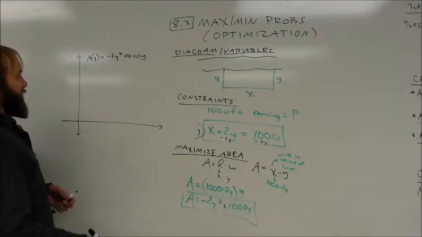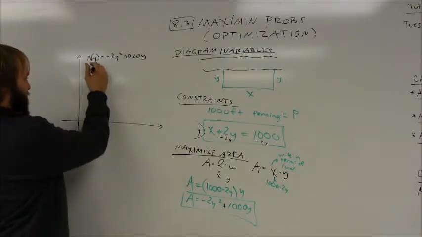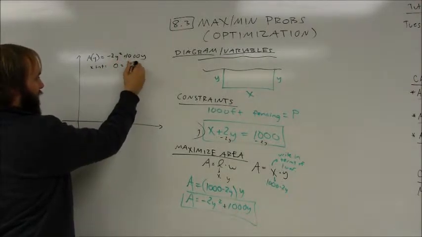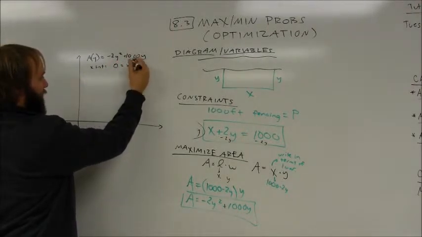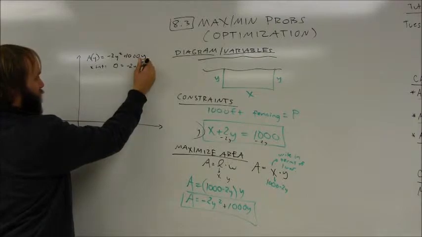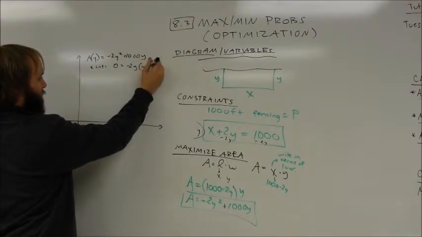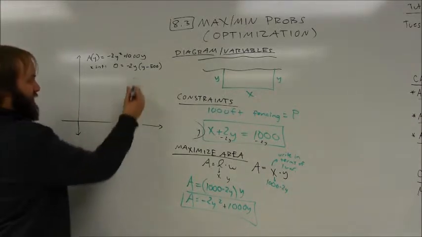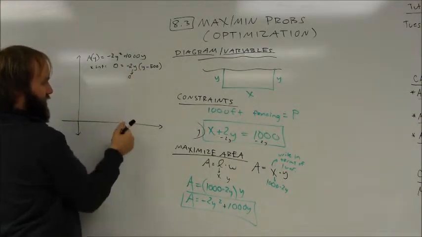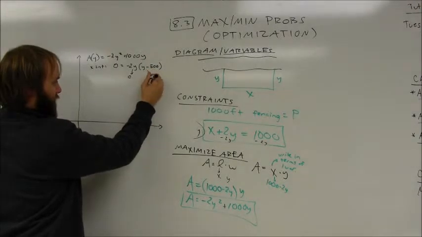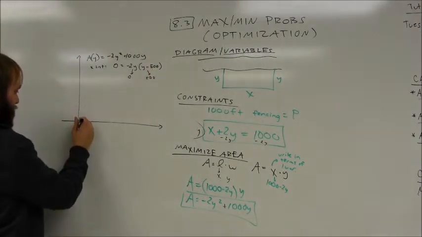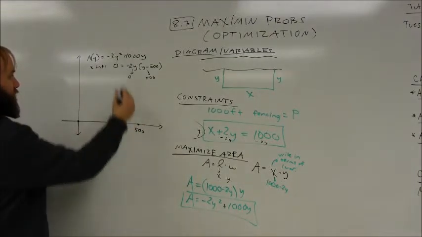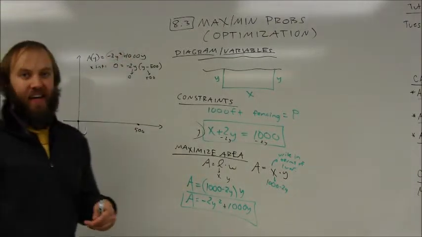And a couple different things I can do here. For example, if I want the x-intercepts, I can set it equal to 0, and I can factor out a negative 2y, and that's going to be y minus 500. And so basically that tells me that this is going to cross the x-axis at either 0 or 500. So the graph looks something kind of like this, 500. Notice that it's an upside down parabola.